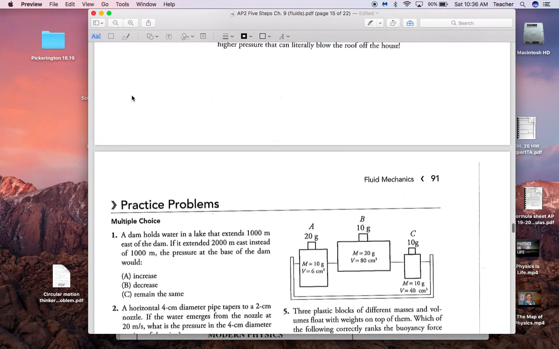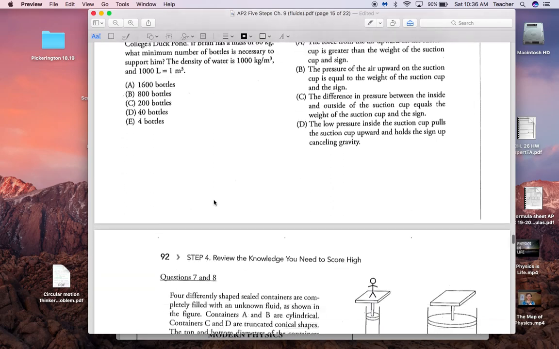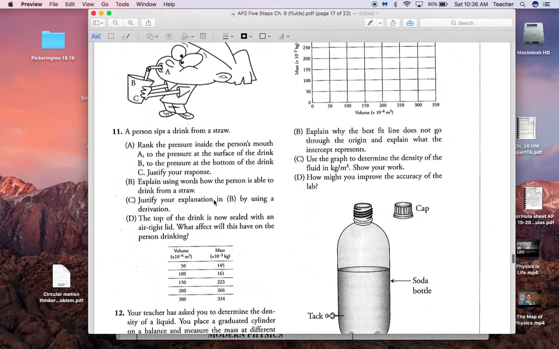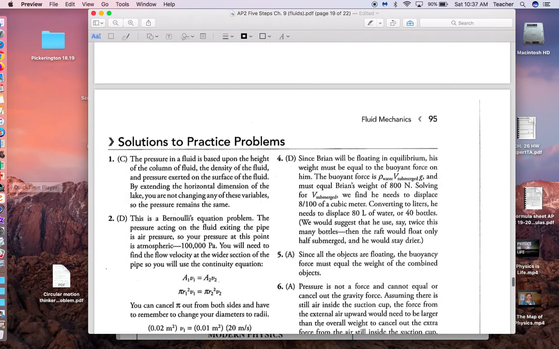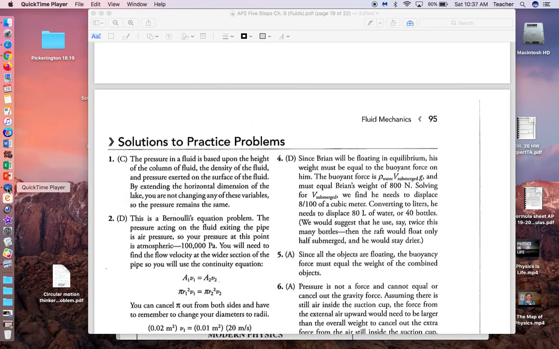And the end of the chapter also shows some sample practice problems, and at the end they also show answers and explain those. So that's a pretty good idea to do that. So they talk about the reason. Anyhow, hopefully this helped as a review for fluids.